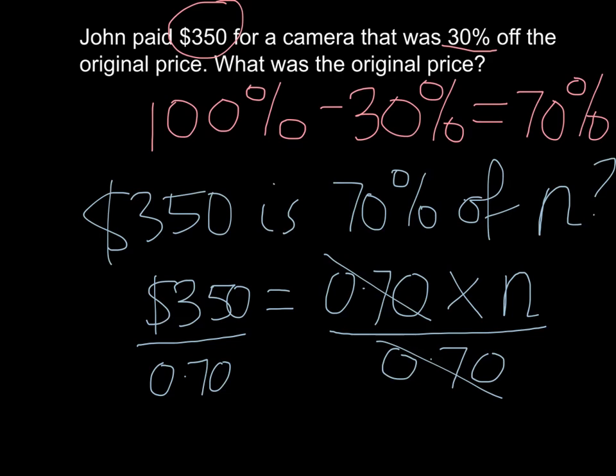And then if I perform the equation 350 divided by 0.7, I get the answer of $500. I'll work that one out on my calculator. So that is how you work out the original price once a percentage discount has been applied.